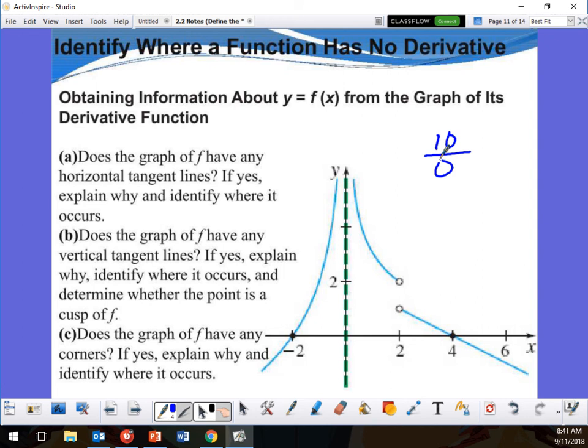Okay, so tangent line where a point is a cusp of f. Does the graph have any corners? Is there any corners here? No, there's no corners. What is this thing right here? This is a jump. The jump discontinuity, right?